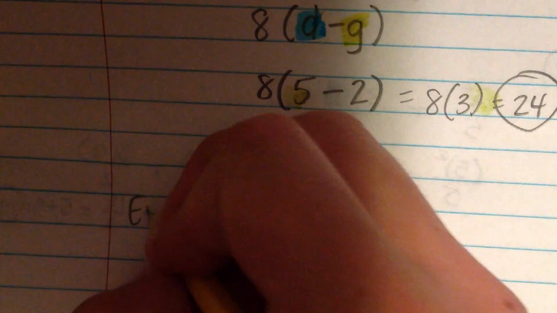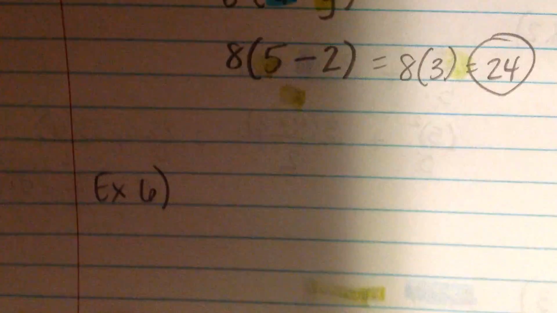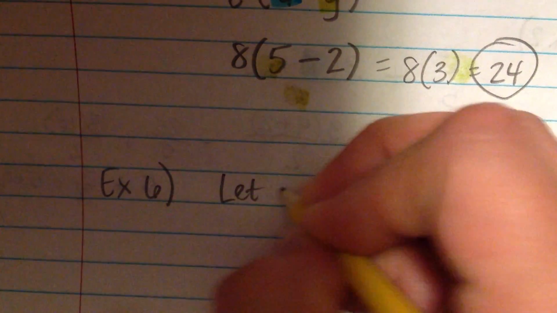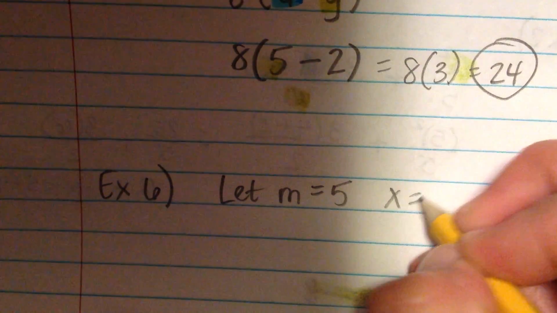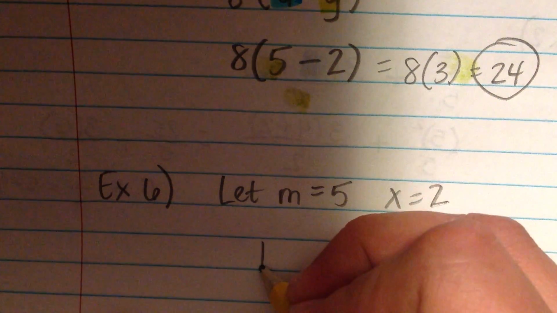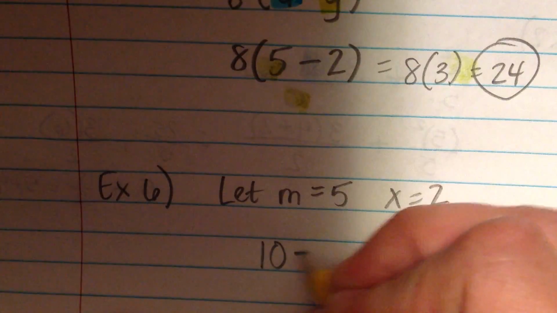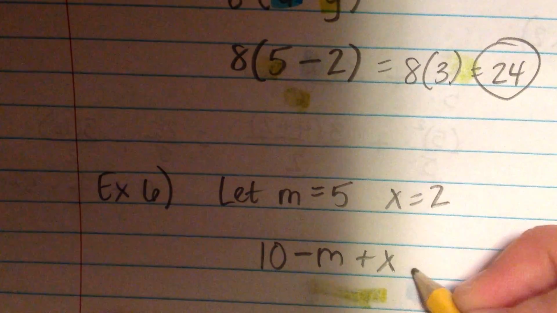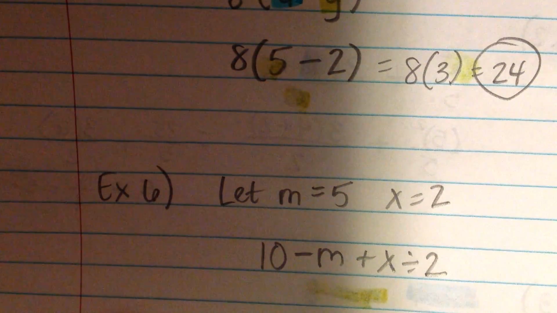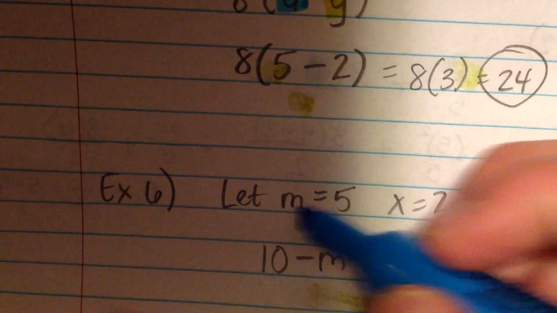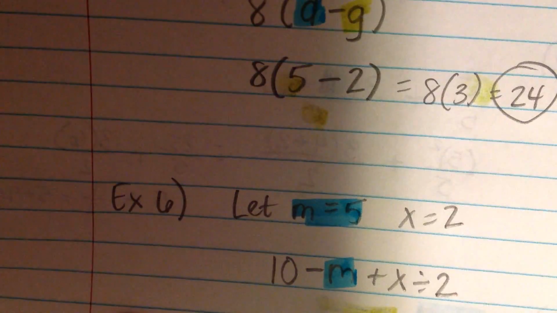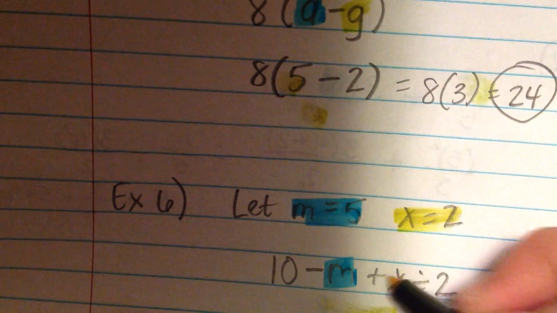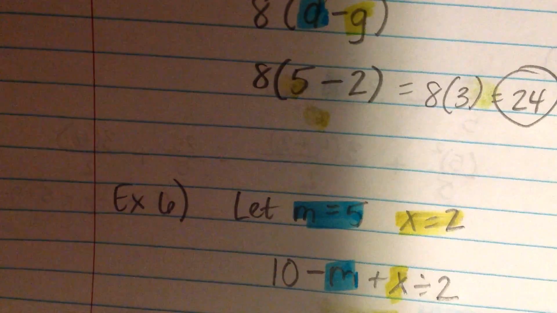And our last example, example 6. Alright, let's let m equal 5 and x equal 2. So we're going to evaluate 10 minus m plus x divided by 2. So again, anywhere I see an m, I'll substitute 5. Anywhere I see an x, I'll substitute 2, and everything else stays the same.